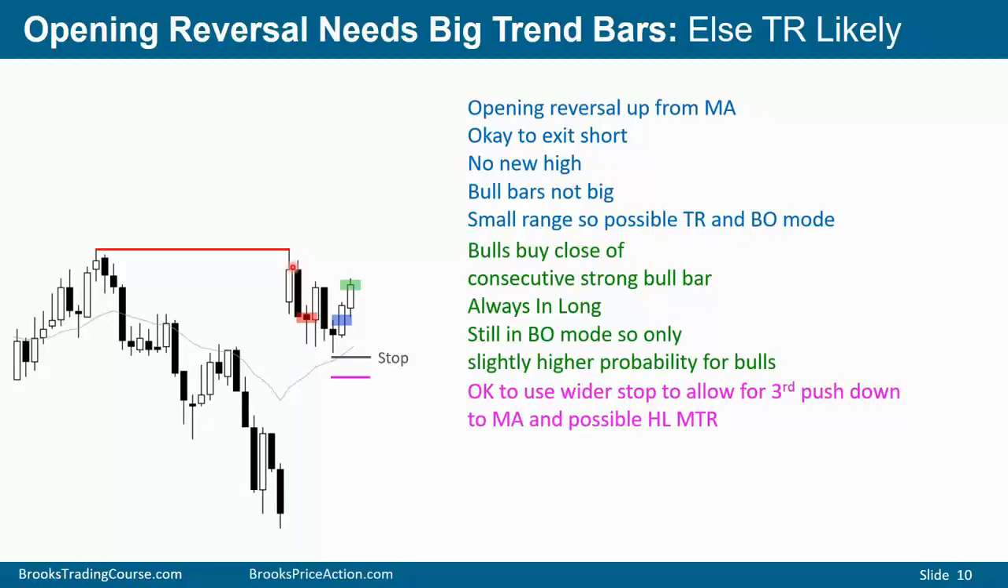Since we may get one more push down, 1 pullback 2, pullback 3, some bulls will use a wider stop and in fact buy more at this low, betting that just like we fell below this low and reversed up, if we fall below this low, we'll probably reverse up as well.